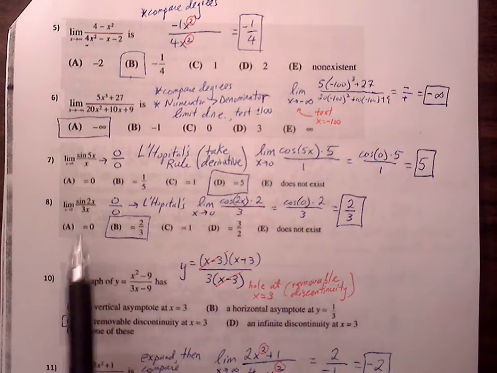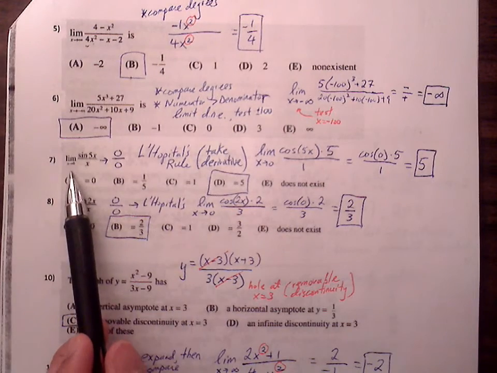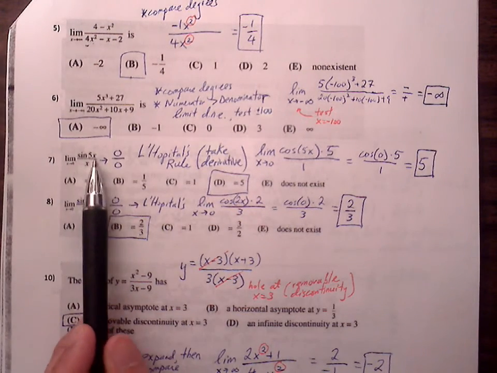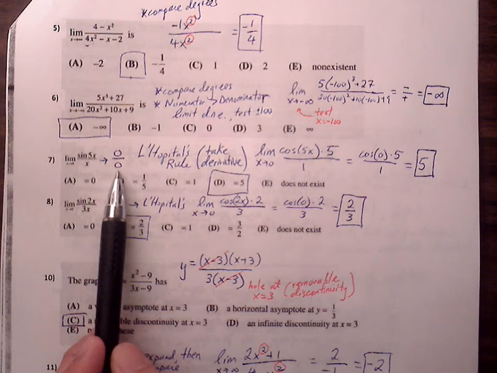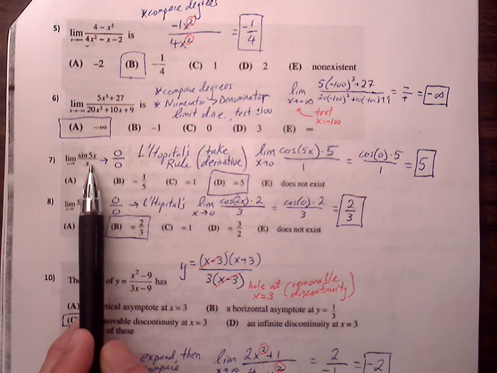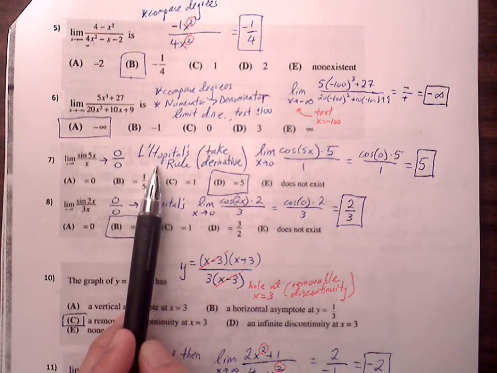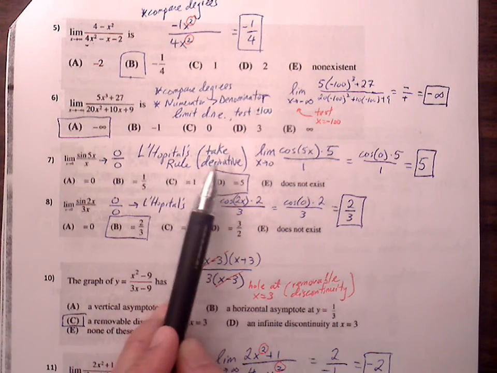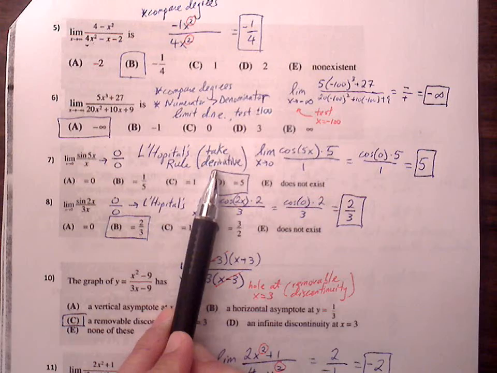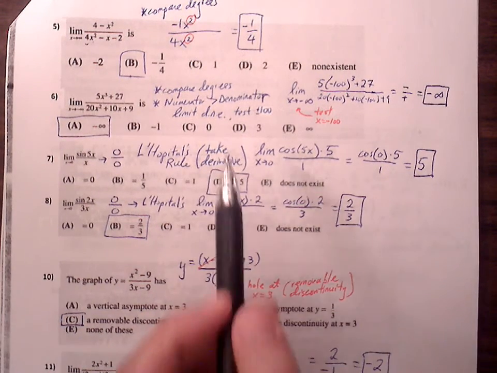Number 7, we see limit as x approaches a real number. We plug 0 in, we get 0 over 0. Now 0 over 0 is indeterminate form. There's nothing that we can do much to factor this out. So we're going to rely on L'Hopital's rule. So anytime we see 0 over 0, we have L'Hopital's rule available to us, which is essentially take the derivative of the numerator and denominator separately and then reevaluate the limit.